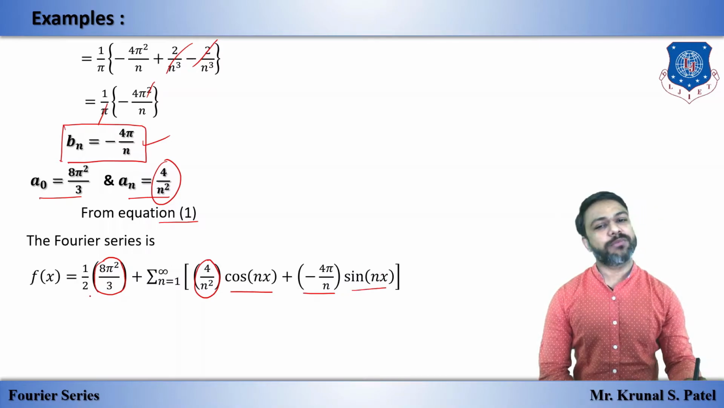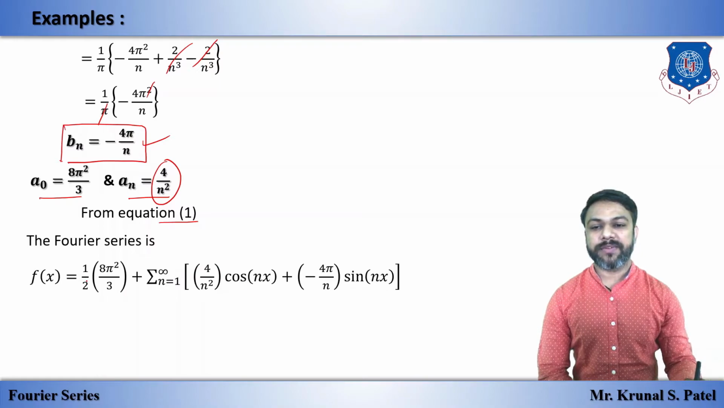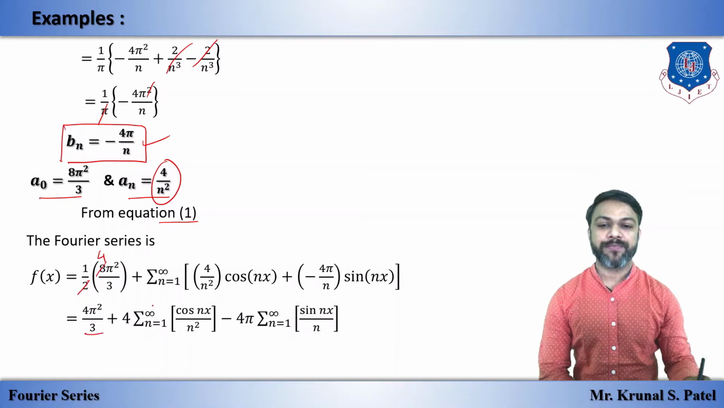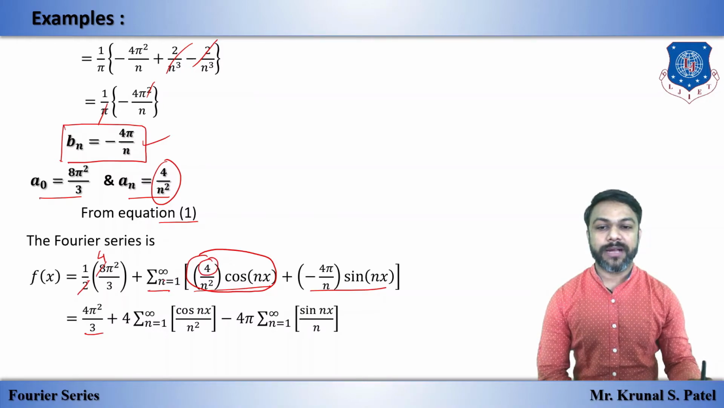Now we have to simplify, and after getting the simplification, by canceling out this, we have 4 pi square by 3, and apply sigma to this first term and again apply sigma to the second term. When we apply sigma to the first term, we will take the constant outside. So the 4 is constant, because sigma is for n and this 4 is constant. So 4 outside, sigma as it is, and we have cos nx divided by n square.